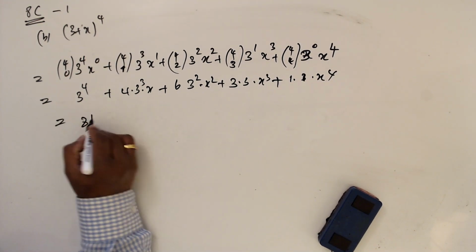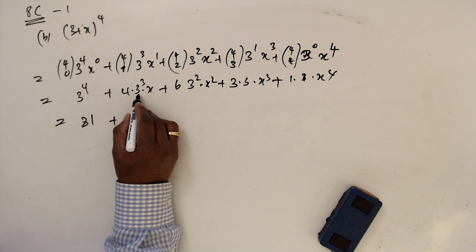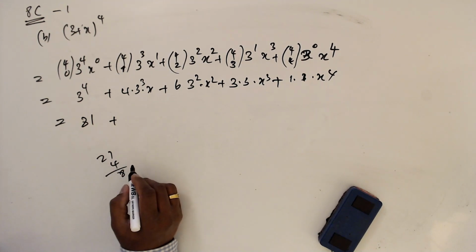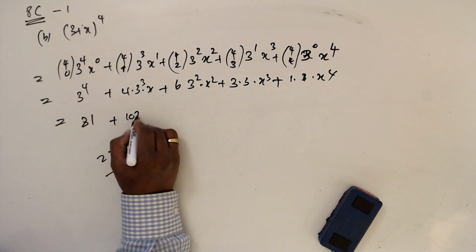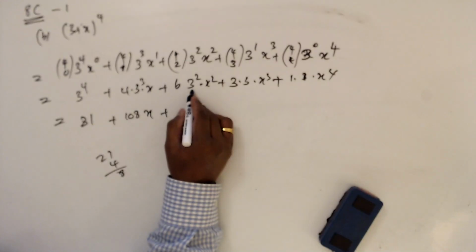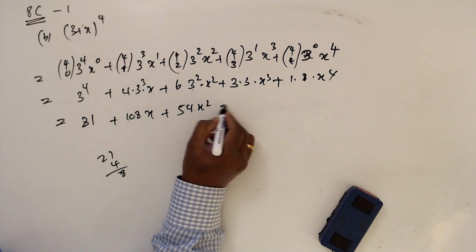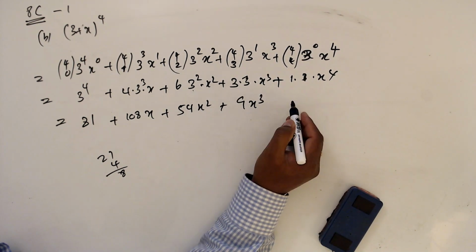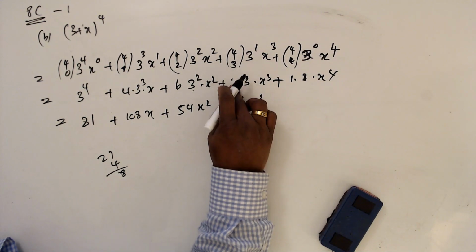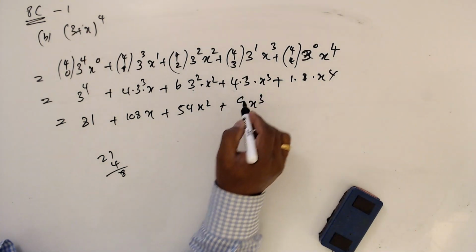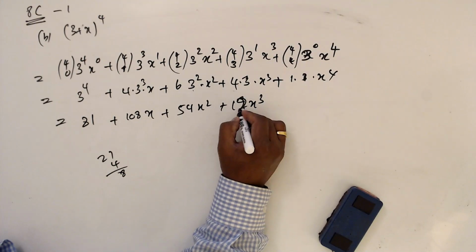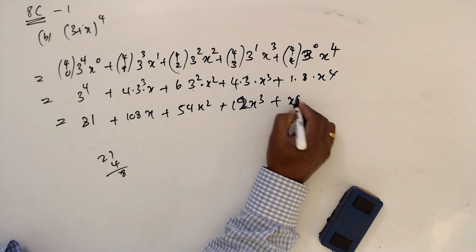So this is 81. This is 27 times 4. 108x plus 9 times 54x square. This is 3 times 3, 9x cube. Sorry, this is not 3, this is 4. 4, 6, 3, 4. 1, 4, 6, 1. So this is going to be 12x cube, and this is x4.